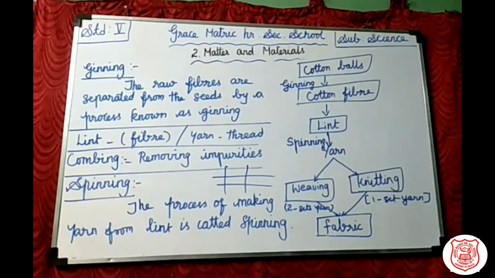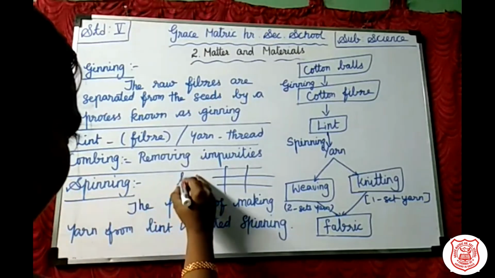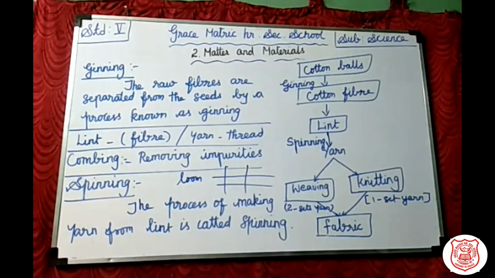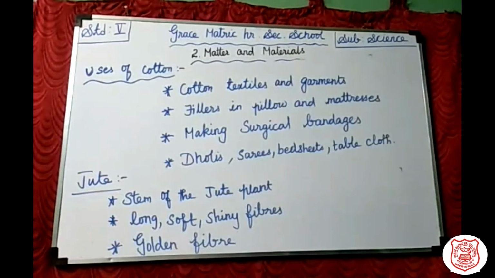It is done by weavers on a special machine called a loom. In a loom, we do this process. The looms are either hand operated or power operated. During the knitting process, only one single yarn is used to make a piece of fabric. It is also done by hand and on machines. This is how we get fabric from the cotton balls.